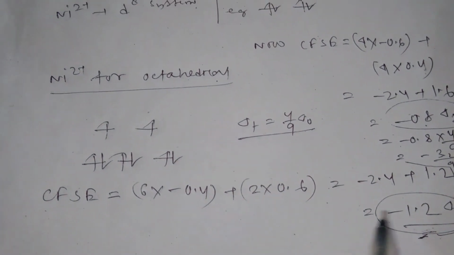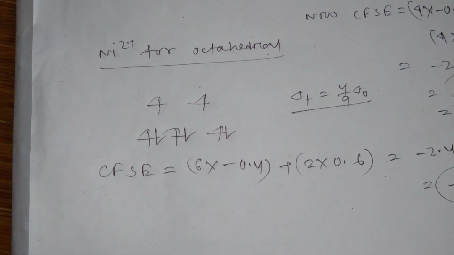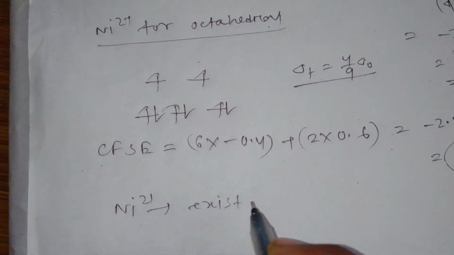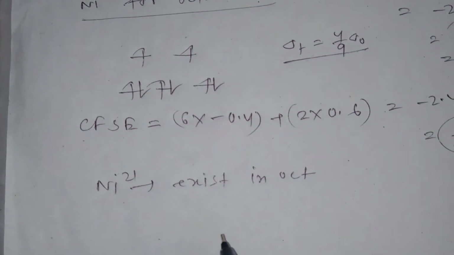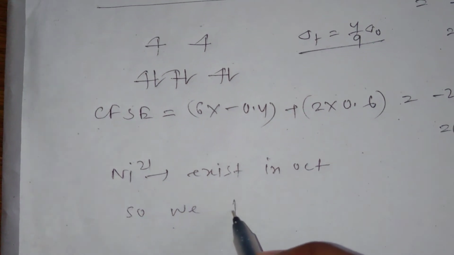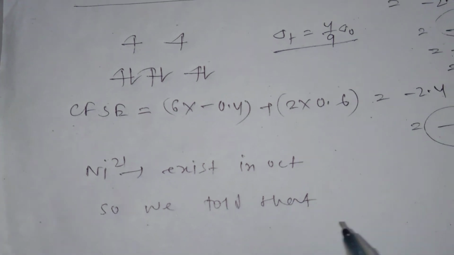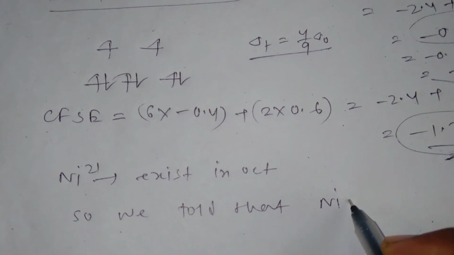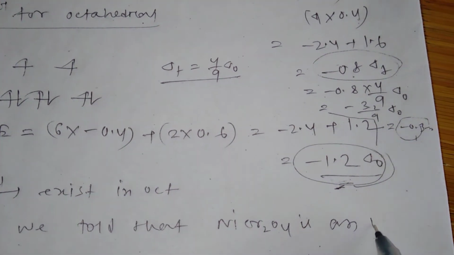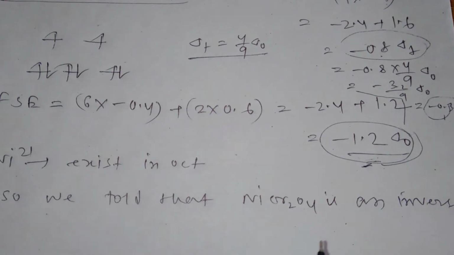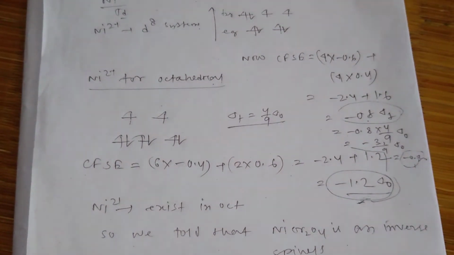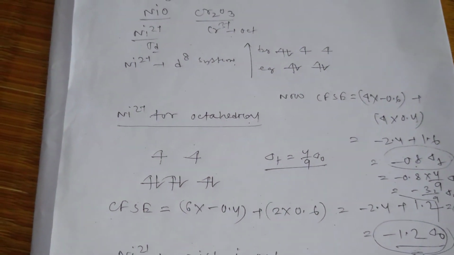So this rule is violated, that is Ni2+ exists in octahedral holes. So we say that NiCr2O4 is an inverse spinel. Okay, so we will also calculate for another example.